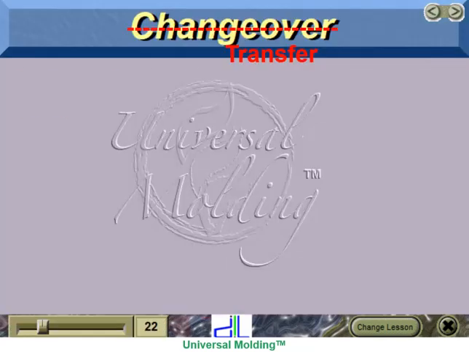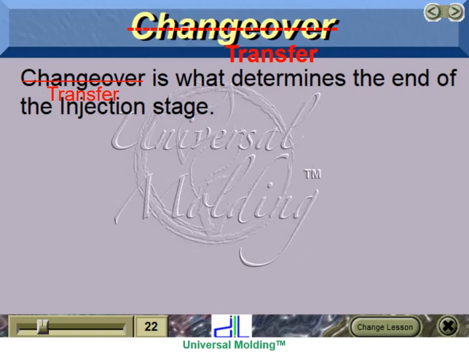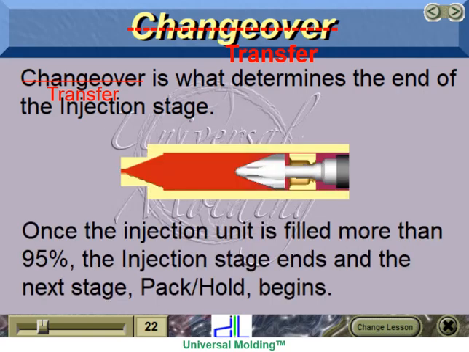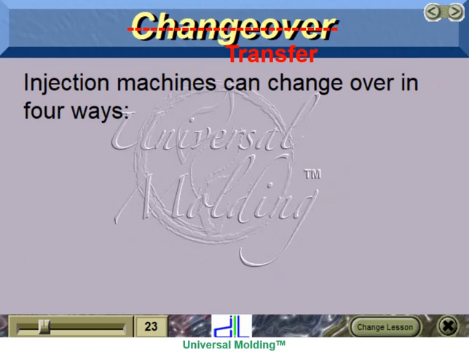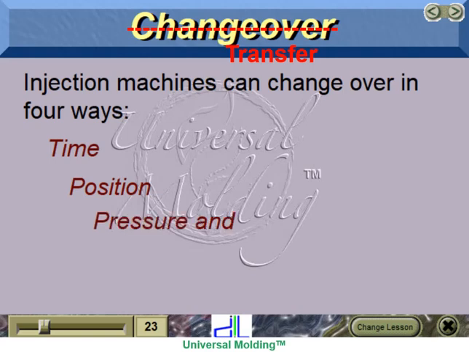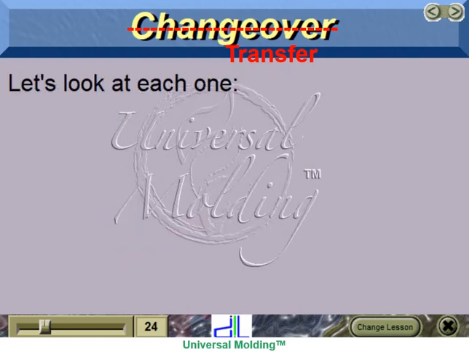Changeover. Changeover is what determines the end of the injection stage. Once the injection unit is filled more than 95%, the injection stage ends and the next stage, pack hold, begins. Injection machines can change over in 4 ways: time, position, pressure, and cavity sensor. Let's look at each one.